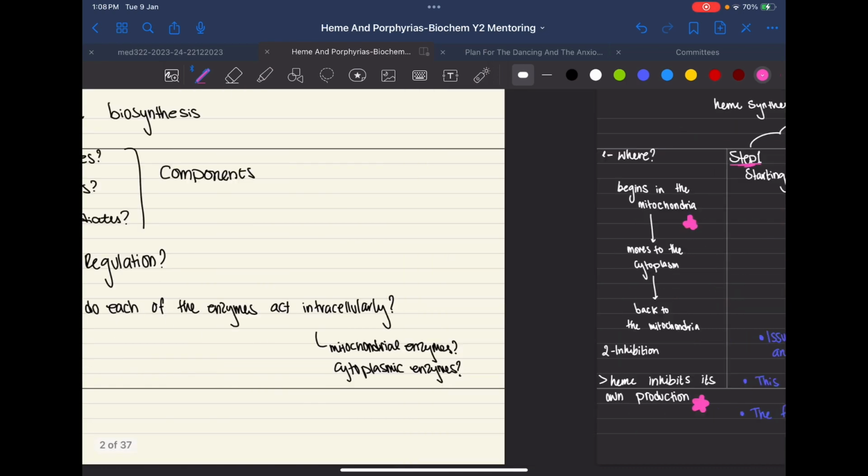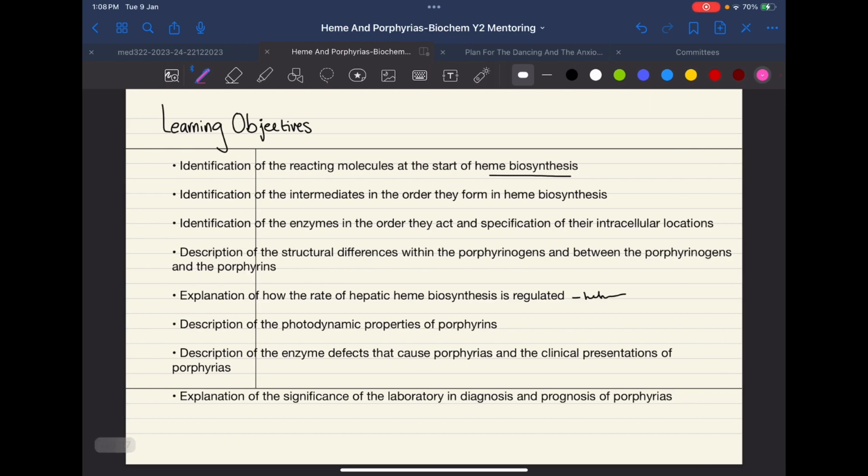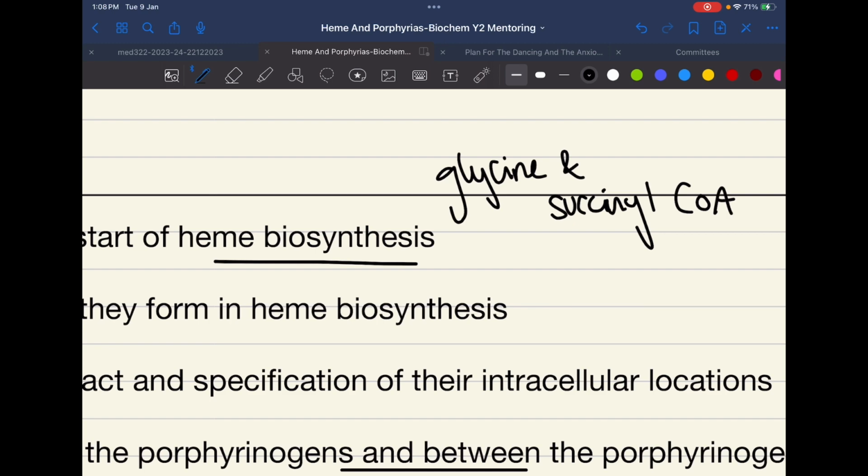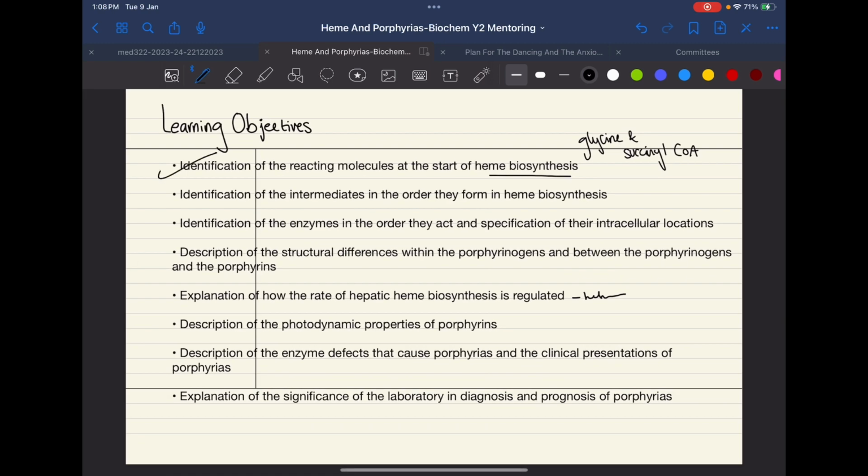All right. So if we go back to our learning objectives, identifying the reacting molecules at the start of heme biosynthesis. So we've done this. This is glycine and succinyl-CoA. Done. Identification of the intermediates in the order they form in heme biosynthesis.